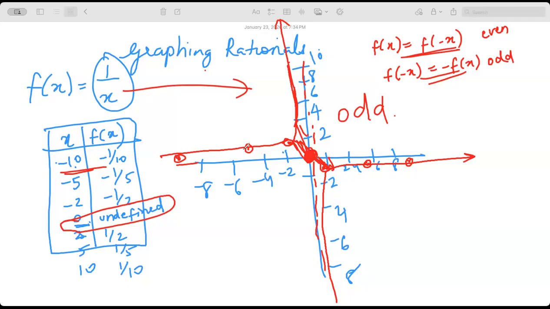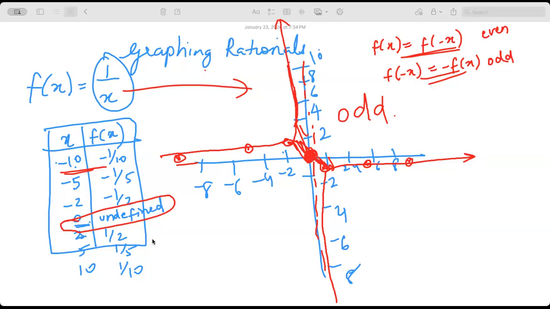Now, coming to this function, tell me, what is the domain of this function? Are we doing it correctly? One minute, wait. Is this graph correct? It looks correct. Are the points correctly plotted?